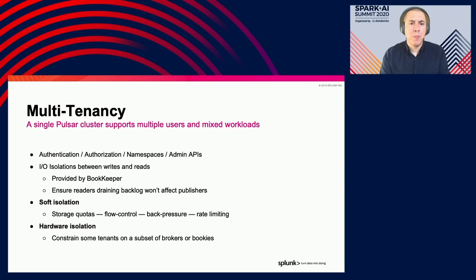The main features to support this are authentication and authorization baked in, and the concept of namespaces, so that each team can use their own topics and their own namespaces, configured in different ways without affecting how other tenants are configured, and having admin APIs so that each tenant can self-administer. And this is at a logical level. But if you look more at the IO level, there is more work to be done there, because to support true multi-tenancy, we also need to provide isolation between tenants, and for that we need to provide isolation between writes and reads. That's precisely what BookKeeper provides.